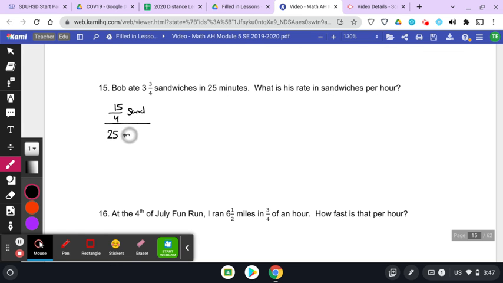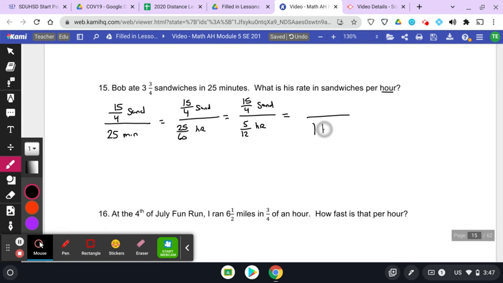25 minutes. However, they want this per hour. That's 25 over 60 hours. I can reduce that. Those are both divisible by 5. That's 5/12 of an hour. Now I'm trying to get down to 1 hour. To think of the scale factor, 5/12 times 12/5.